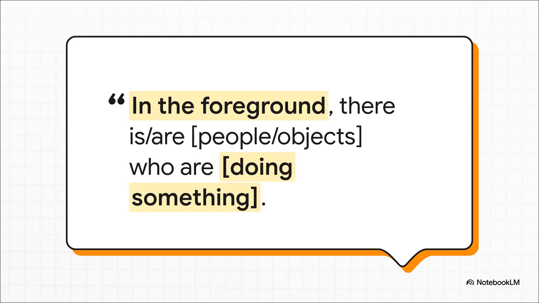Okay, next up, you zoom in on what's closest to you, what's right up front. The foreground is usually where the main event is happening. Who's there? And this is key. What are they doing? Describing the action is what really anchors your whole description and brings it to life.